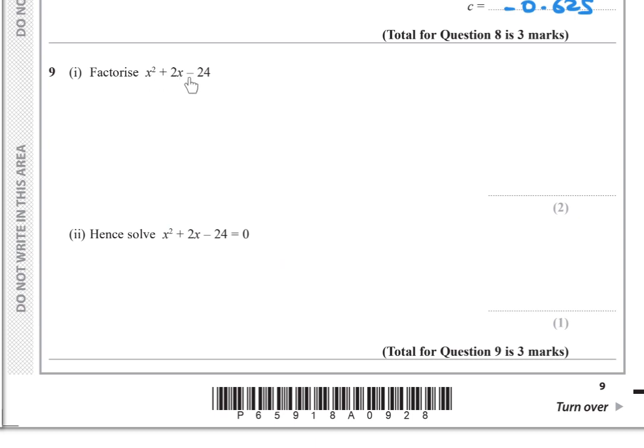Number 9i. Factorize x squared plus 2x minus 24. No common factor. Trinomial, so 2 brackets. x squared, x times x. Two numbers, if you multiply, you get negative 24, and if you add, you get positive 2. So positive 6 and negative 4.